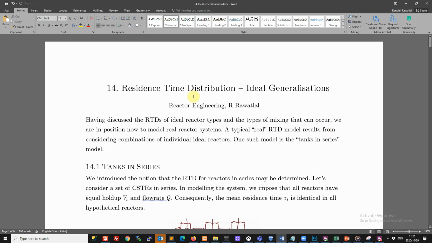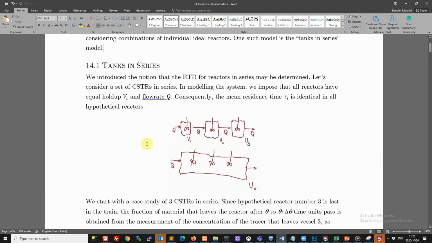In the previous section, we looked at modeling the ideal reactor types, the CSTR, PFR, and batch reactor, using the residence time distribution. And we would now like to generalize those equations and those models so that they start to describe real reactor systems. Here's the first such development in the so-called tanks in series model.